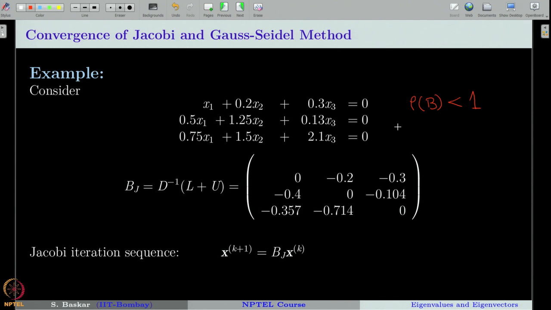What is spectral radius? Well, if you recall, the definition of spectral radius is nothing but the maximum over all the eigenvalues lambda i, right? In a way, you can see that the spectral radius is nothing but the dominant eigenvalue of the matrix B. Therefore, you can in fact compute the spectral radius using the power method. If your purpose is only to see whether the Jacobi method or the Gauss-Seidel method, or any iterative method, is going to converge or not, then you can even go for checking the Gerschgorin theorem.